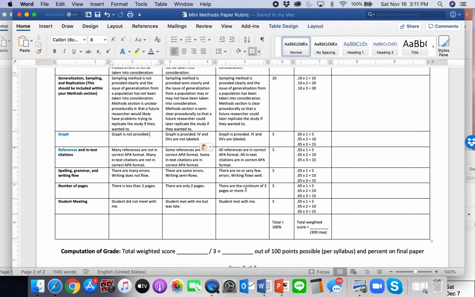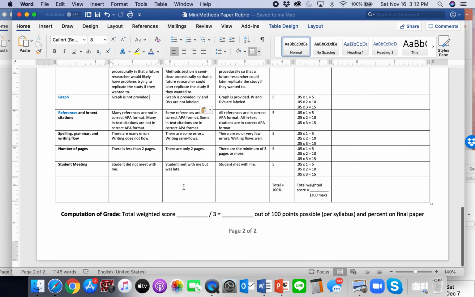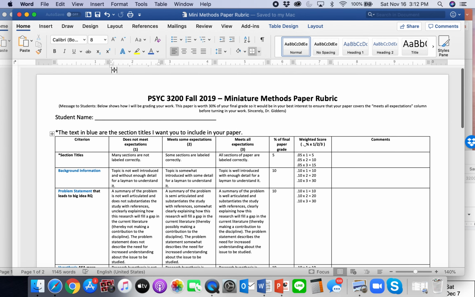Number of pages: if you don't do the minimum of 3 pages, you will get scored lower. And then student meeting: if you don't meet with me, you'll also get scored lower. And in general, coming to the meeting prepared and with questions and asking me what you need help with is just generally going to make your paper better.